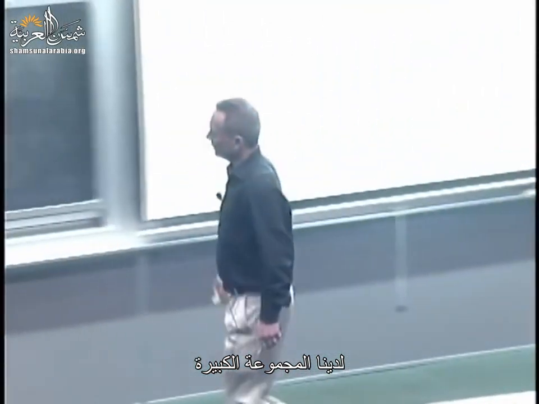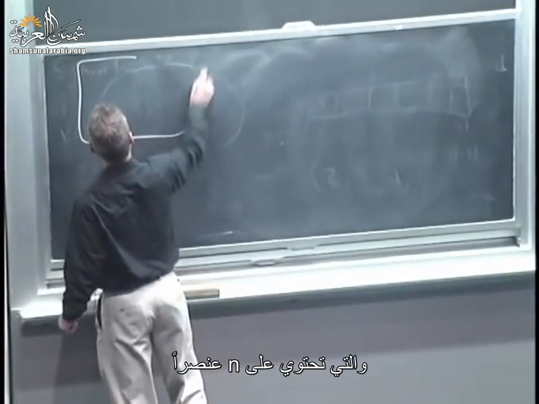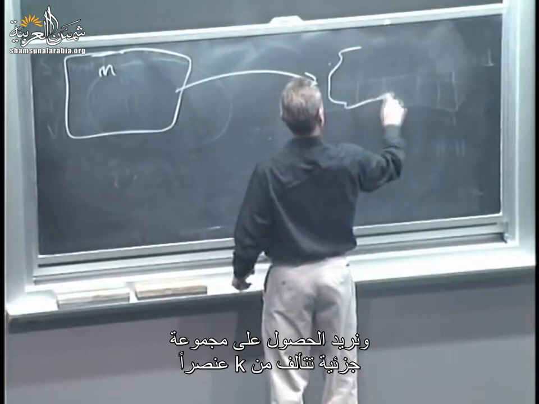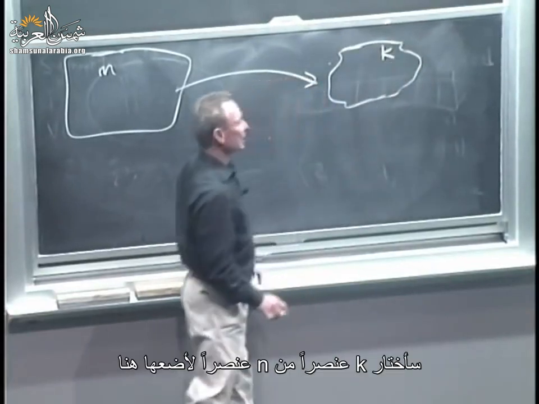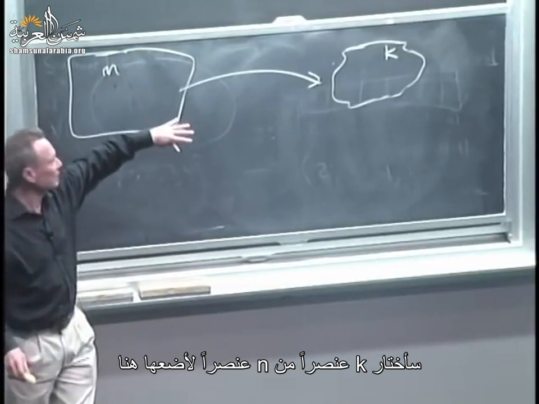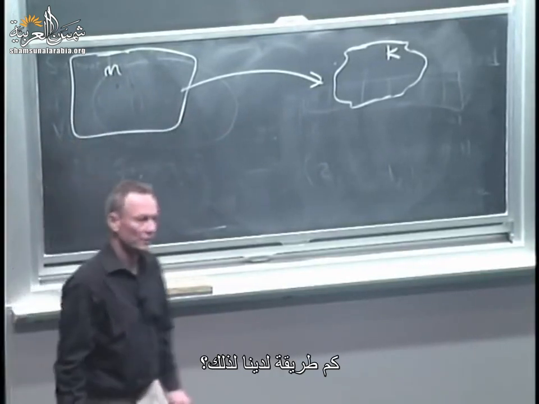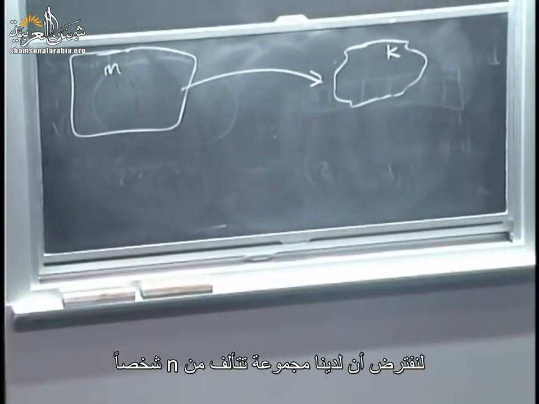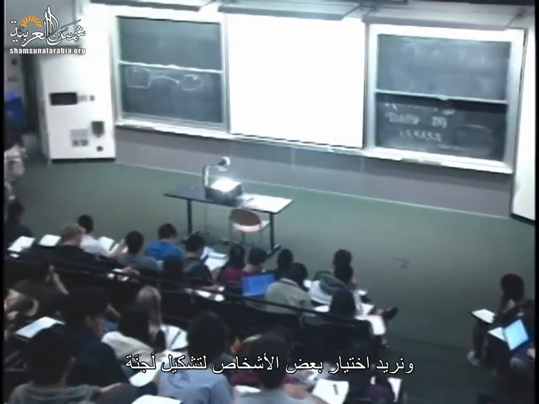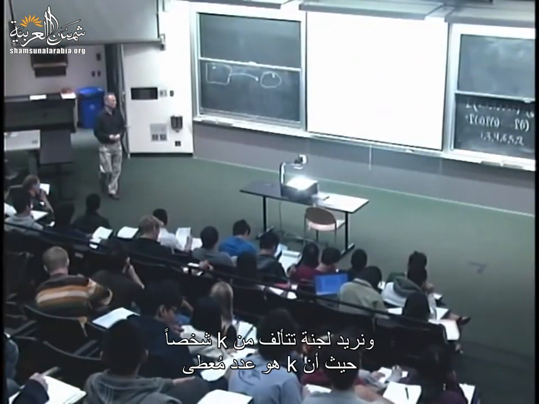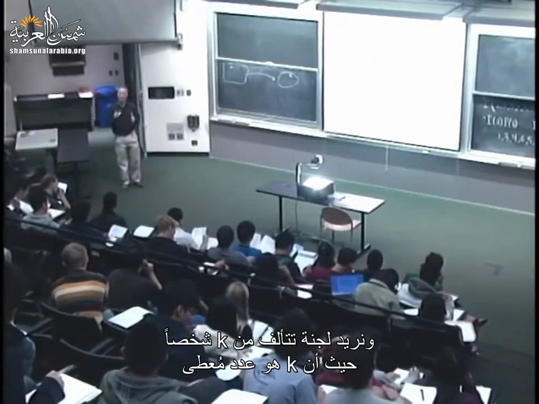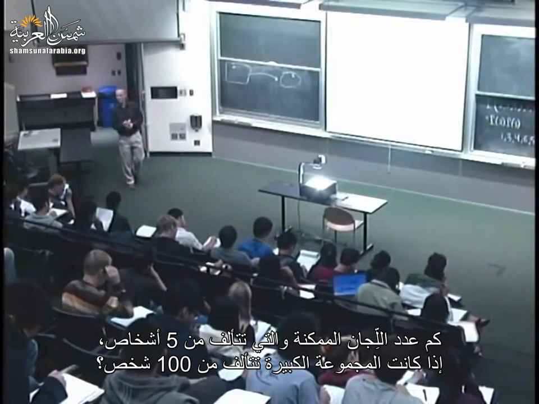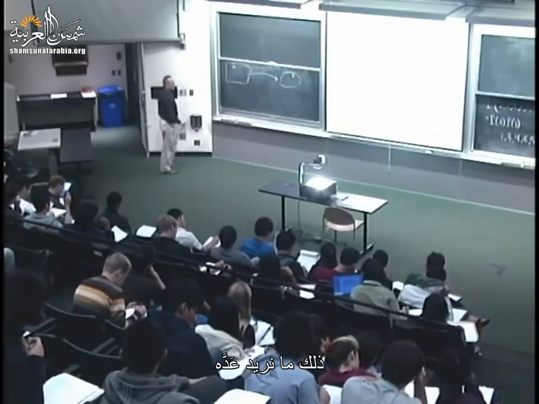So we start with our big set that has n elements, and we want to construct a subset that has k elements. Out of those n, I'm going to choose k and put them in there. In how many ways can I do this? More concrete way of thinking about this problem, you have n people in some group, and you want to form a committee by picking people from that group, and you want to form a committee with k people, where k is a given number. For example, a 5-person committee. How many 5-person committees are possible if you're starting with 100 people? So that's what we want to count.